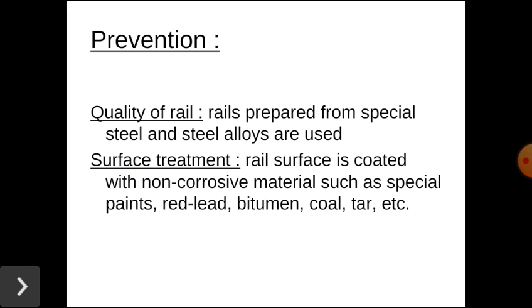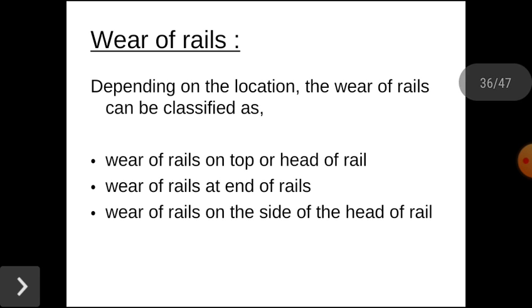Then how can we prevent it? The preventive measures: one is we can use quality rail. Then surface treatment. The rail surface should be coated with non-corrosive material such as special paints, red lead, bitumen, coal tar, etc.